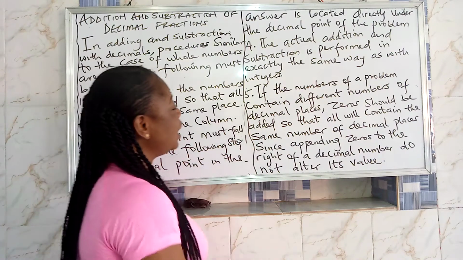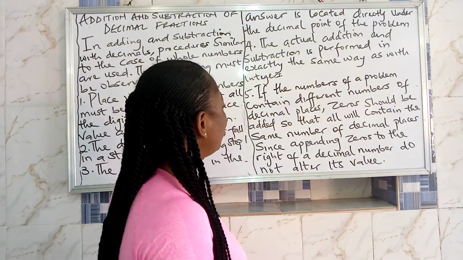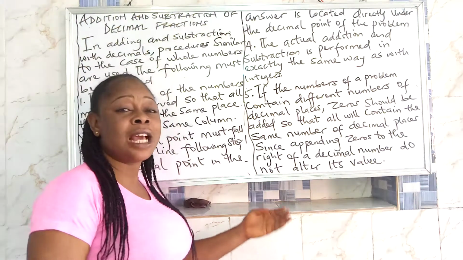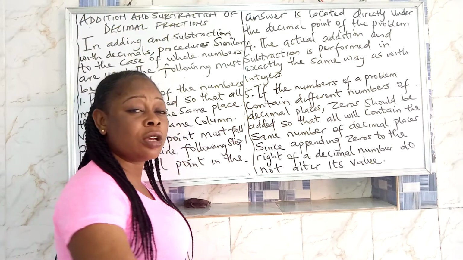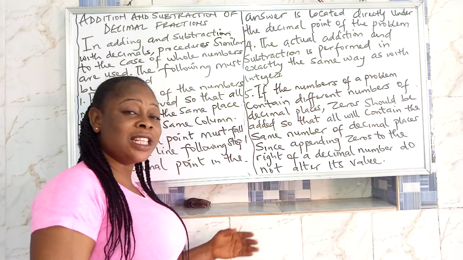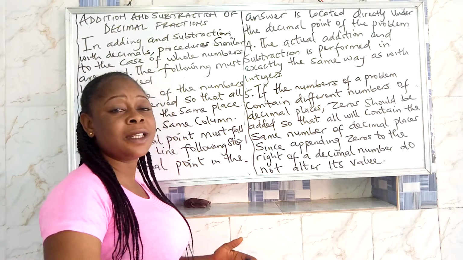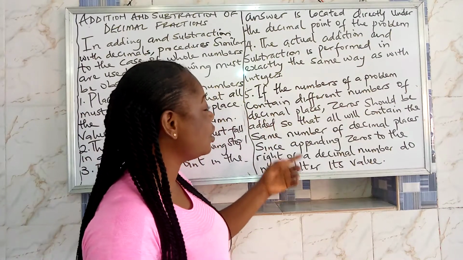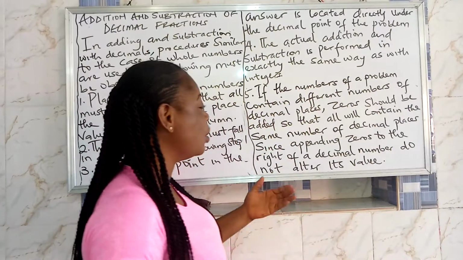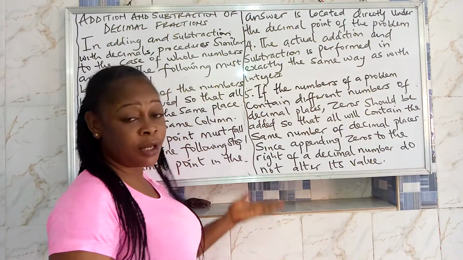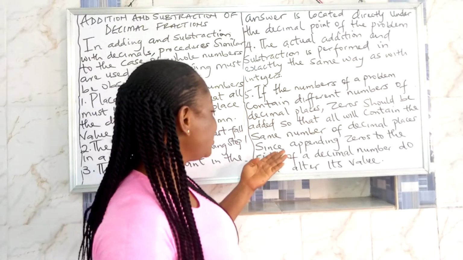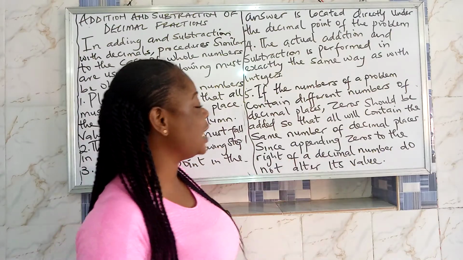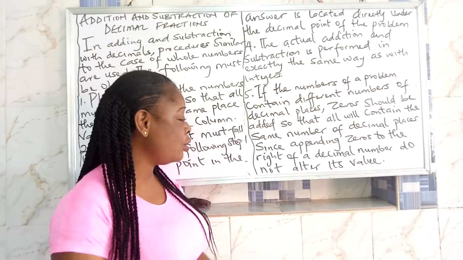The fifth one, if the numbers of a problem contain different numbers of decimal places, as if one has 2 decimal places, the next one is 3, the next one is 1. You can see that the decimal places are not equal. Zeros should be added so that all will contain the same number of decimal places, because appending zeros to the right of a decimal number does not alter its value.